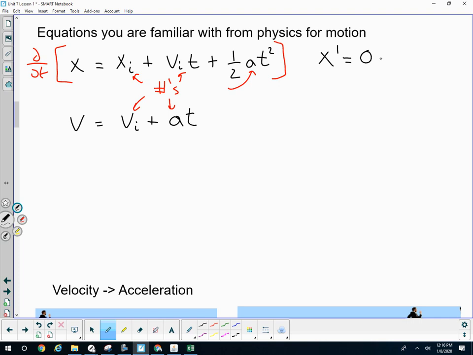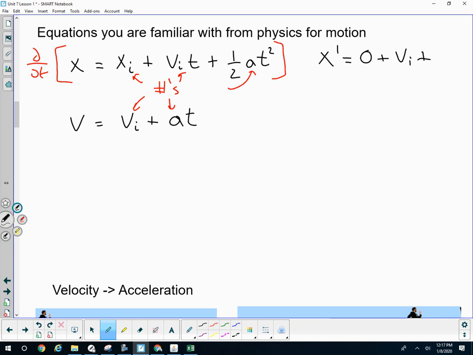We got 0. Now, we have a number times t. So like 5t or 5x. What's the derivative of 5x? 5. A lot of us made that mistake the first time, okay? The derivative of 5x is just 5. So the derivative of vit, where vi is just a number, is just vi, right? Because the t will go away. Derivative of 5x is 5, derivative of 5t is just 5, derivative of vit is vi.